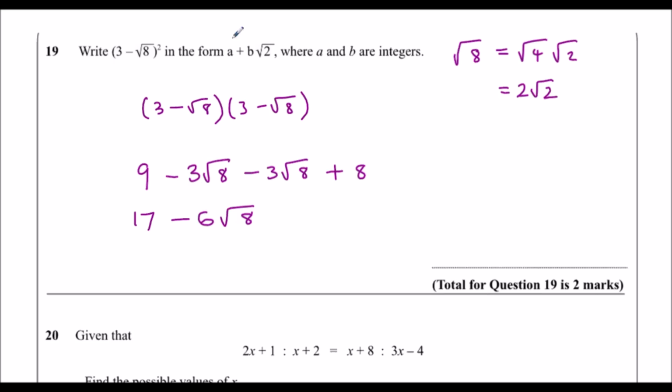Now we don't want that, we want a plus b root 2. So we need to change root 8 into 2 root 2. So it's 17 minus 6 times 2 root 2. 6 times 2 is 12. So it's 17 minus 12 root 2.